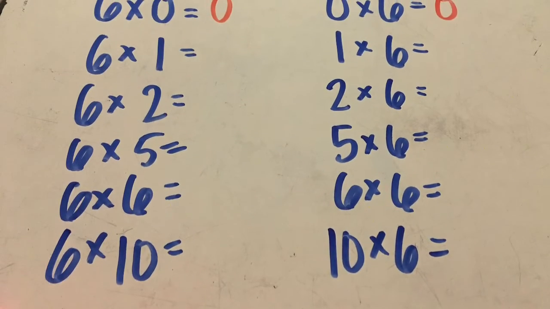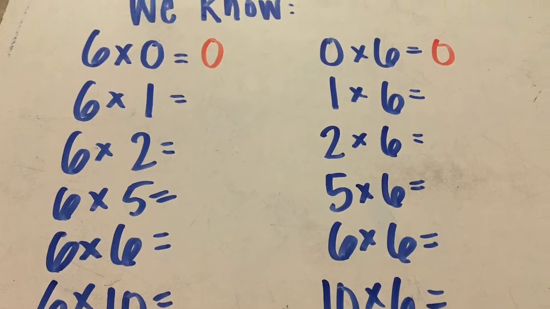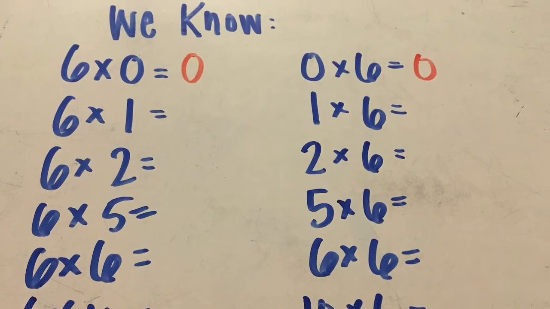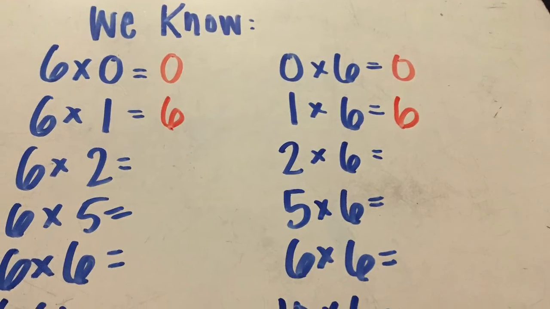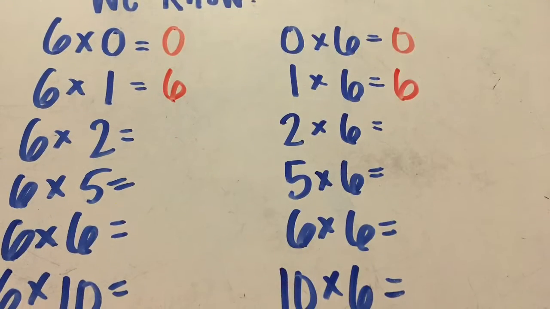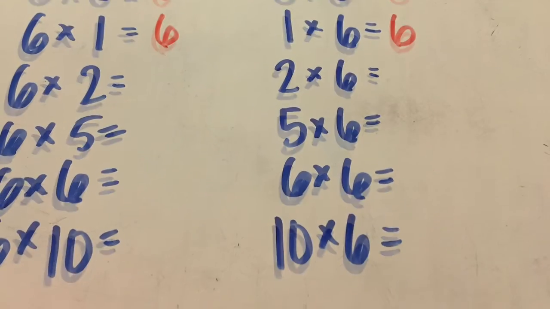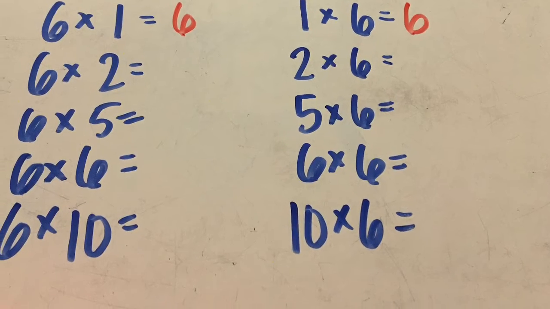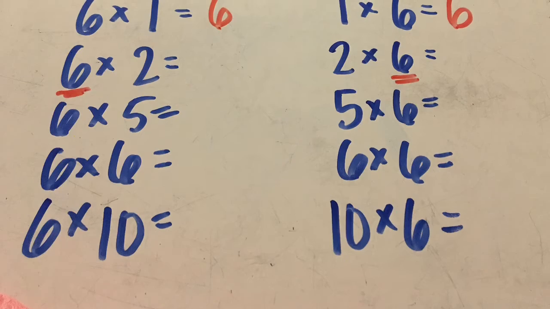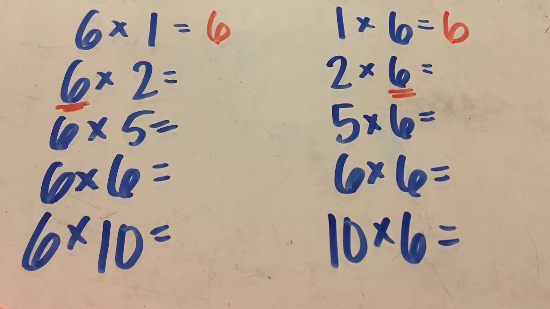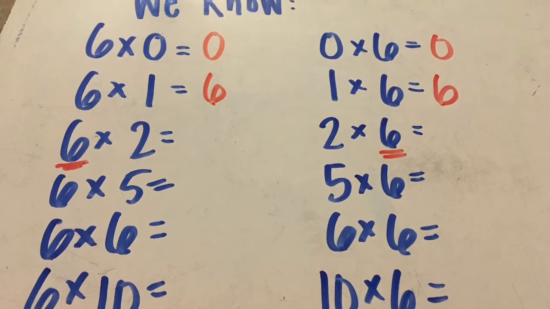We know that 6 times 0 is the same as 0 times 6, and the answer is 0. We know that 6 times 1 is the same as 1 times 6, and the answer there is 6. We know that anything times 2, we take the other number and double it, and we double the 6. 6 plus 6 is 12. So 6 times 2 is the same as 2 times 6, and the answer is 12. So we double that 6 by adding, and we get 12.